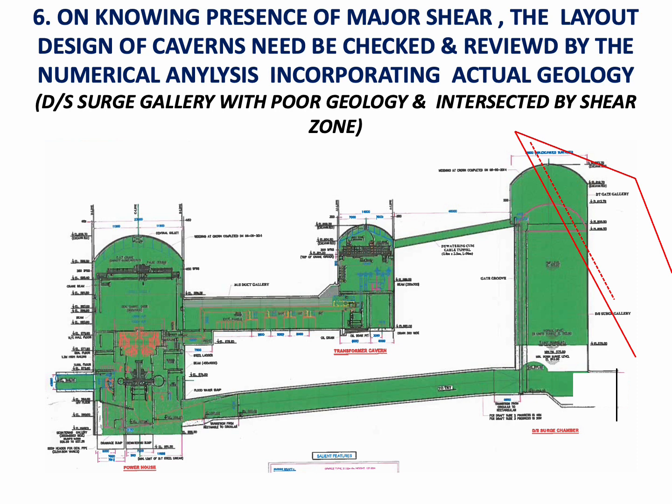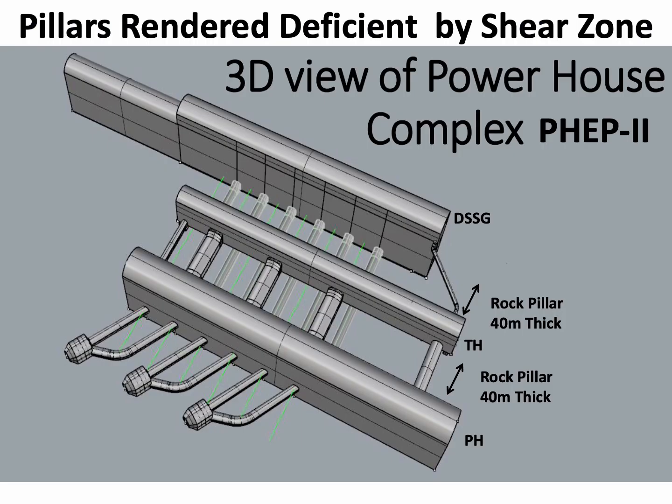So, the sixth important point is that on knowing the presence of a major shear, the layout design of caverns needs to be checked and reviewed by numerical analysis incorporating the actual geology. Now, at this stage, a numerical analysis should have been done incorporating the shear zone and the actual geological conditions which followed it. Now, the 40-meter thick pillars which were designed initially in 2010 would have been rendered deficient because of the shear zone cutting this pillar and the wall of the downstream surge gallery.